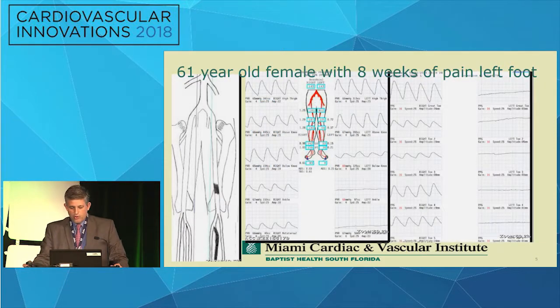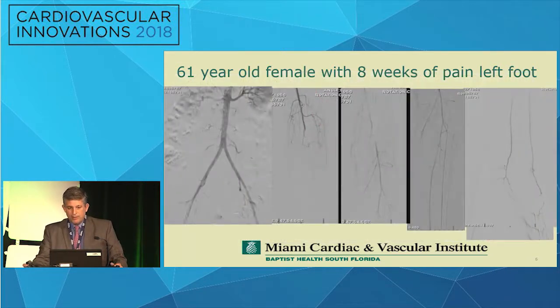Second case, 61-year-old female, 8-week history of pain in the left foot. A lot of times these are probably one of the most difficult cases. You start getting this subacute time frame. You're really trying to find out what's going on. And you can see here that this patient has occlusion of that distal SFA on the left. You can see the non-invasives all really matching.